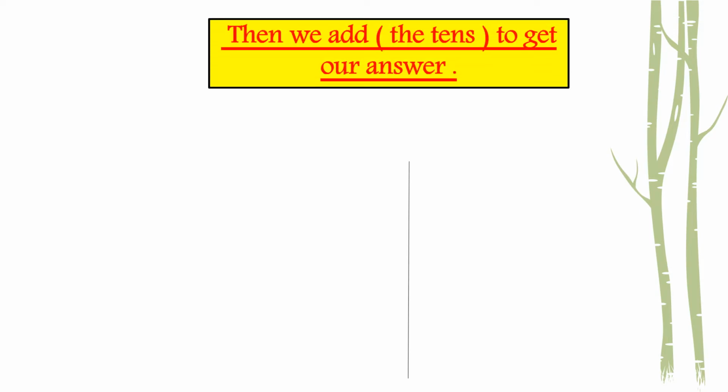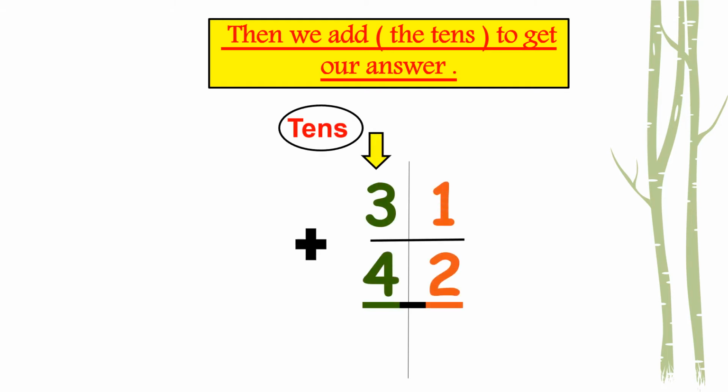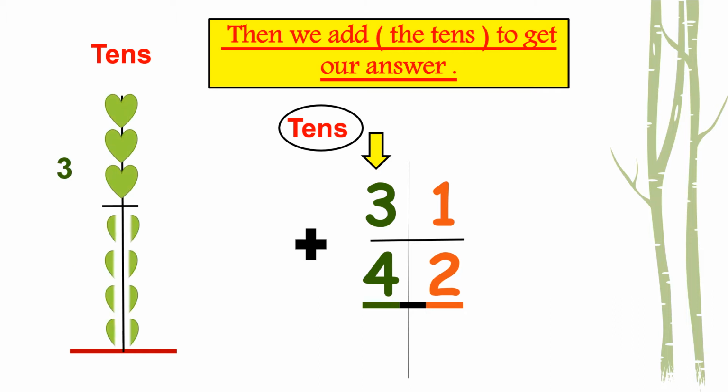Second step, we add the tens together. In tens place we have 3 plus 4. If we represent it by hearts, we have 3 hearts plus 4 hearts. I put 4 in my mind, 3 on my fingers, and I count after 4. So after 4, 5, 6, 7. So the sum is 73.